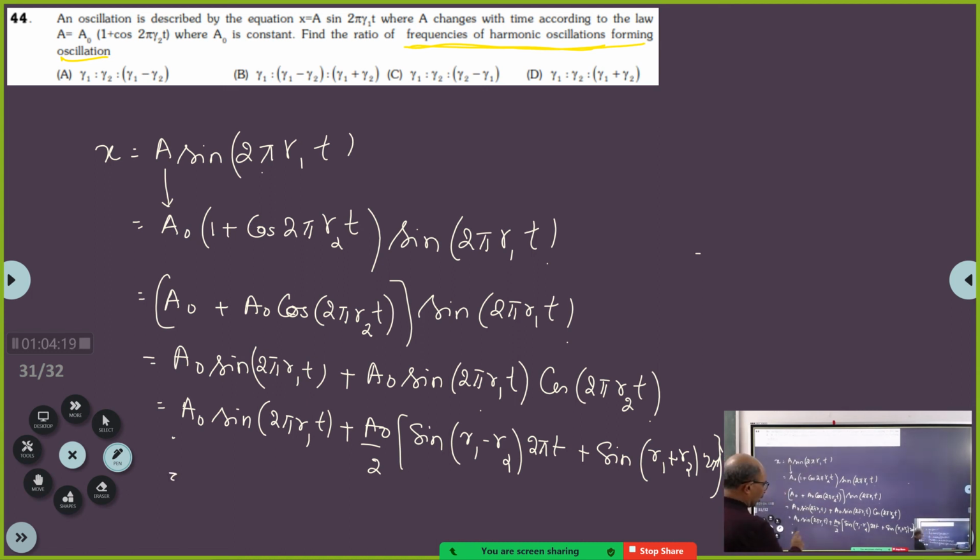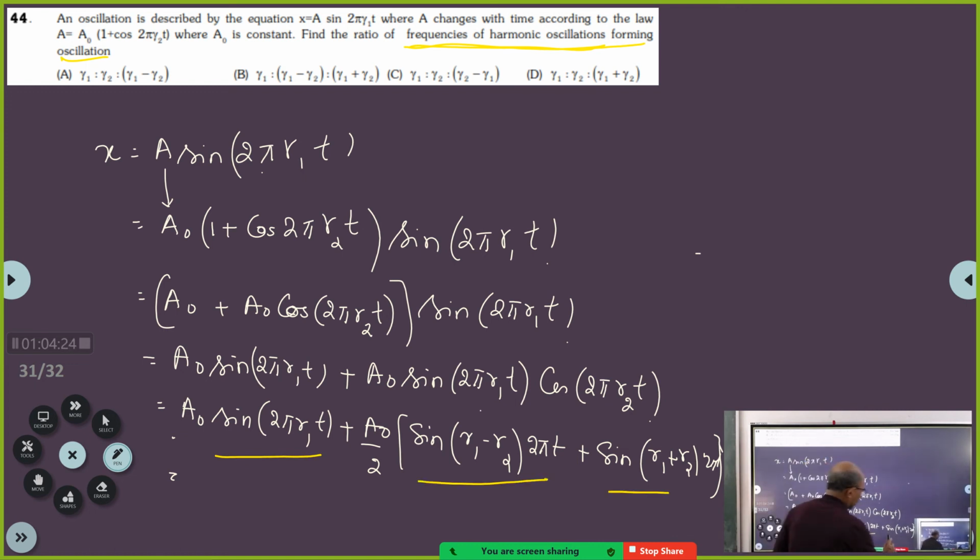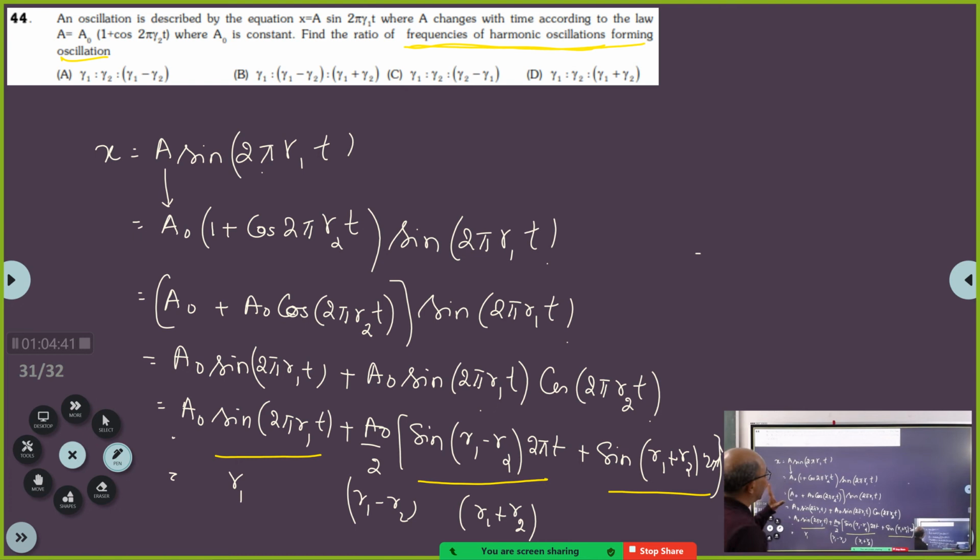So now you see, this is one signal, A naught into this will be another signal, A naught into this is another signal, and each signal has its own unique frequency. So this signal has frequency gamma 1, this signal has frequency gamma 1 minus gamma 2, and this signal has frequency gamma 1 plus gamma 2. So that means now the harmonic oscillator has 3 frequency components. Do you have this option? Yes, this option is here. B is the option. Did you understand?